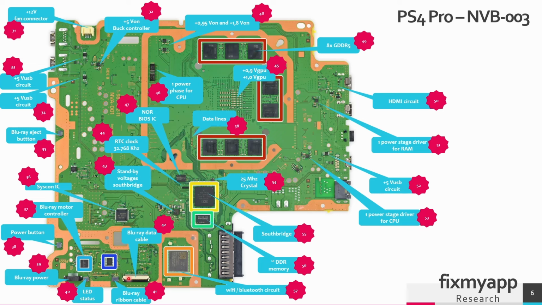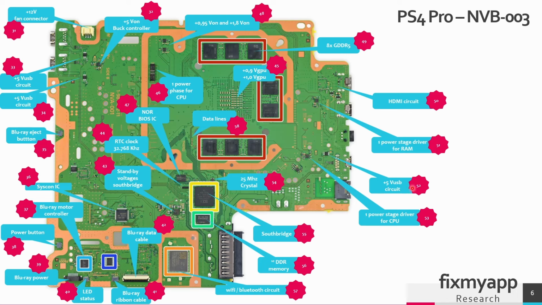This connector here is the data connector for the Blu-ray drive. This is also a ribbon cable that you have to connect to the Blu-ray drive, and this connector will provide the power to the Blu-ray. So this chip here will control the motor of the Blu-ray drive. This connector here is for the power button. This chip here is the Syscon IC. This connector here is for the Blu-ray eject button.